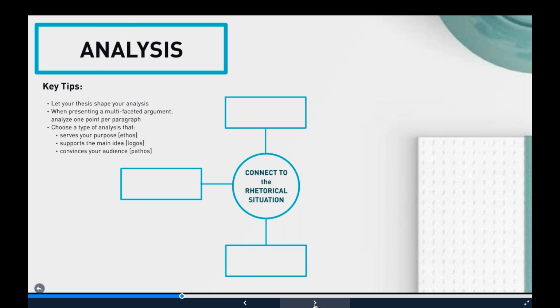Because we formed a strong thesis to start with, we can let our thesis shape the analysis of our evidence. That means that we are going to use that thesis to explain how each part of the paragraph serves the purpose of our writing, supports the main idea, and that'll lead us to choosing language that convinces our audience. So for example, in each paragraph, you want to explain how you want the audience to understand the evidence. Don't leave room for them to misinterpret.